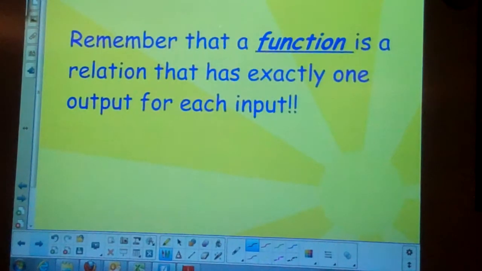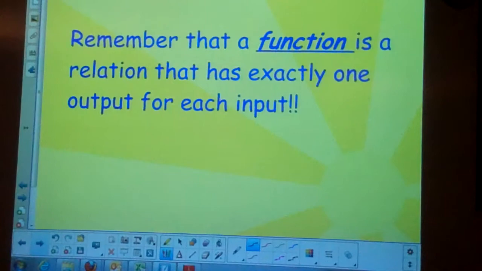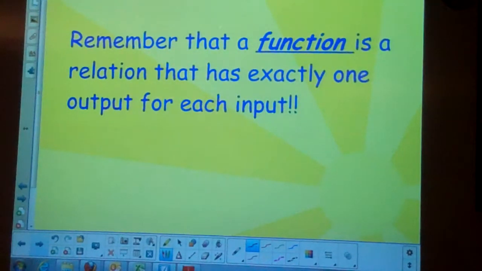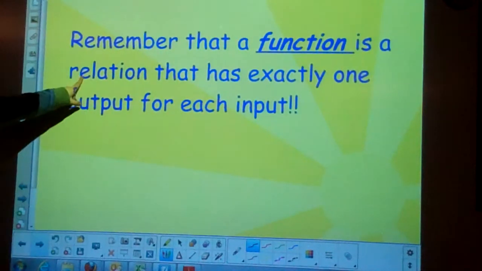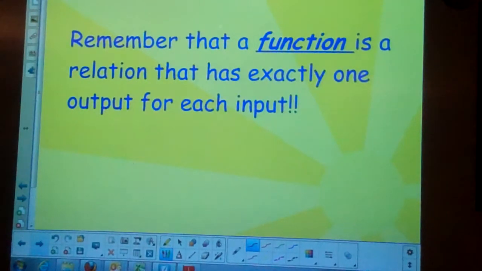Okay, so just another reminder too from yesterday. You don't have to write this down. I just want to remind you that a function is a relation that has exactly one output for every input. That definition should already be in your notes from Friday. A function is a relation that has one output for every single input.